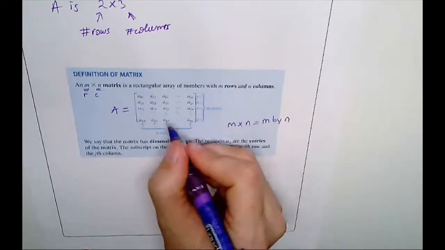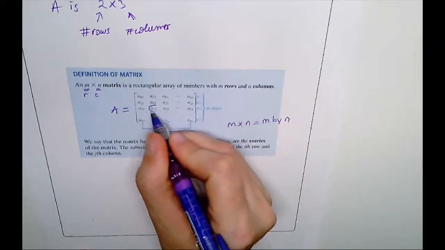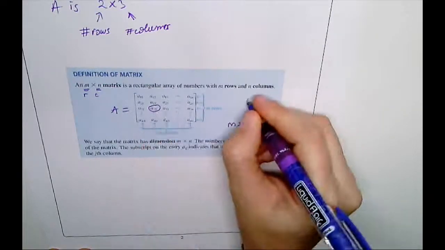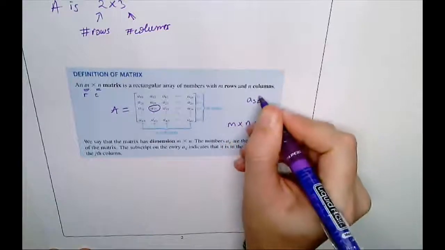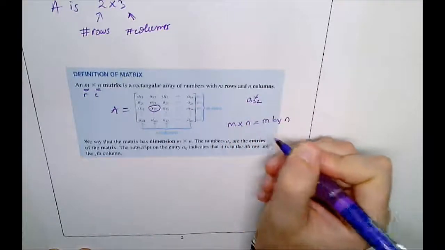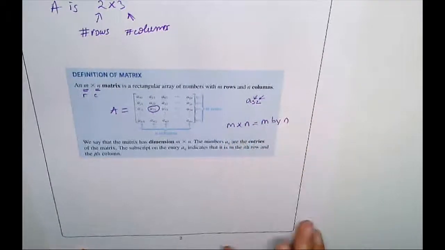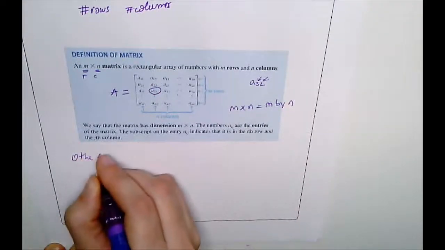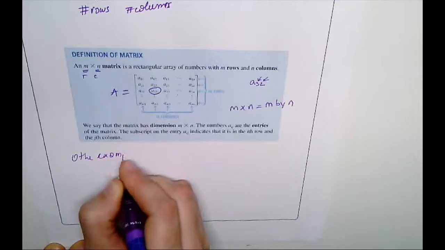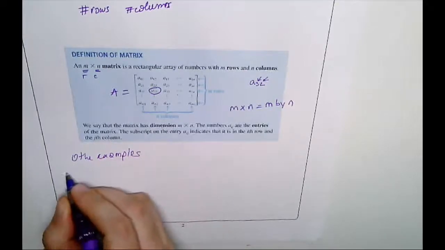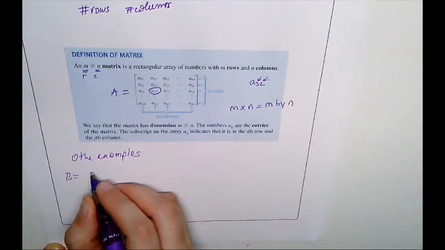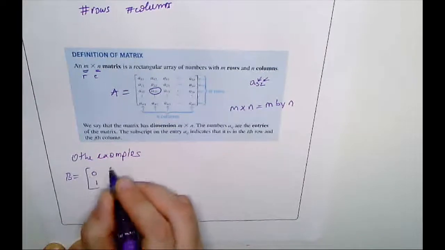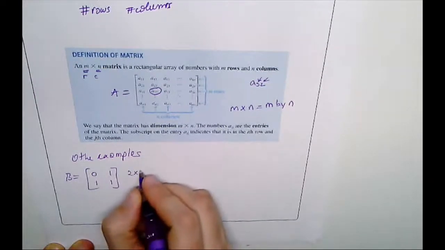So if I look at a certain entry, for example, A32 right here, A32 is the entry that is in row 3 and column 2. Other examples of matrices. Let's call this matrix B, 0, 1, 1, 1. This is a 2 by 2 matrix.